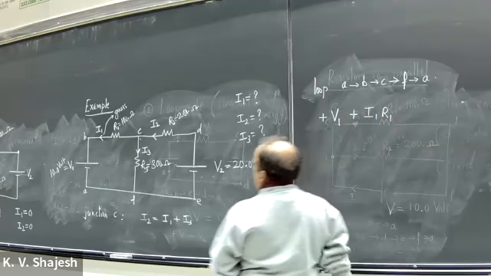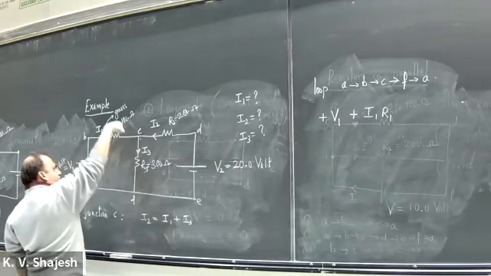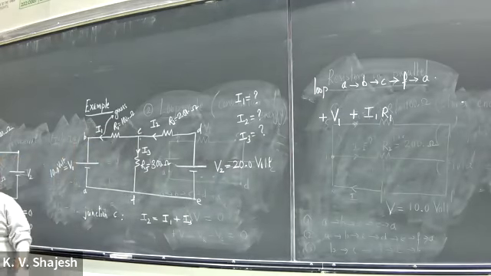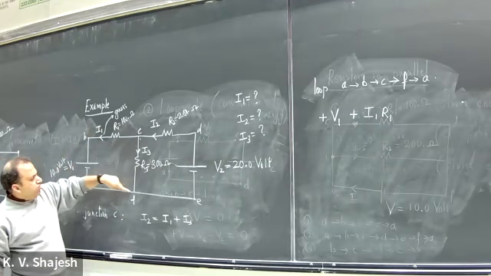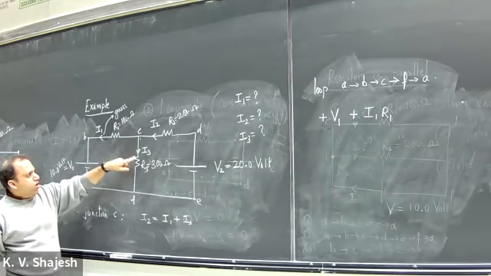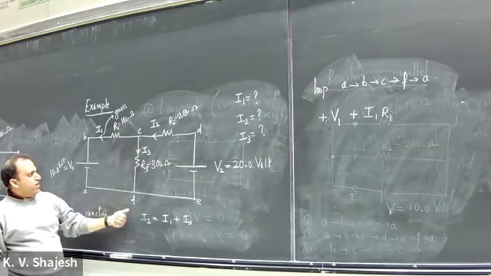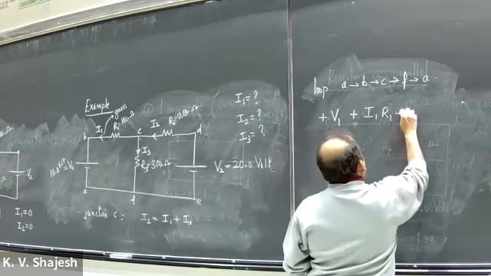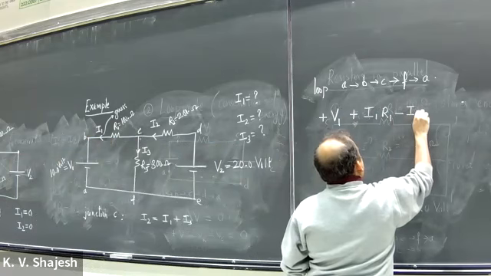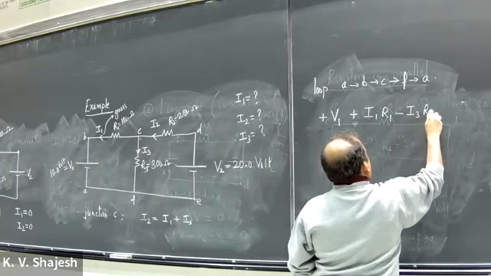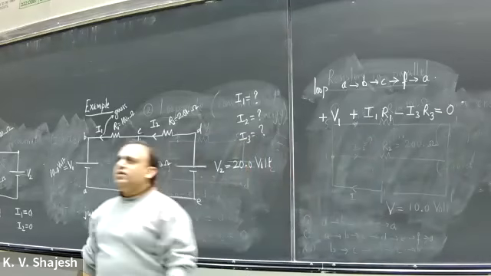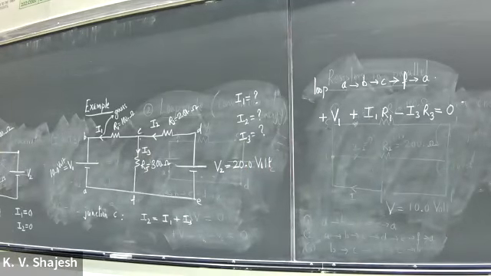I1 R1. And here we are going in the direction of the current. Current always goes from higher potential to a lower potential. So this is lower potential, that's higher potential, according to the convention of the current. So it's minus I3 R3, and we come back to the same point, that's equal to 0. So we have found an equation like that.